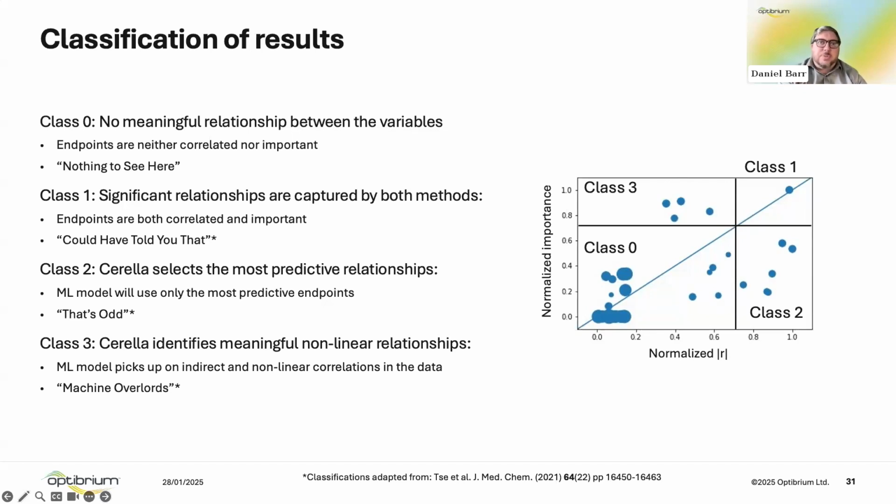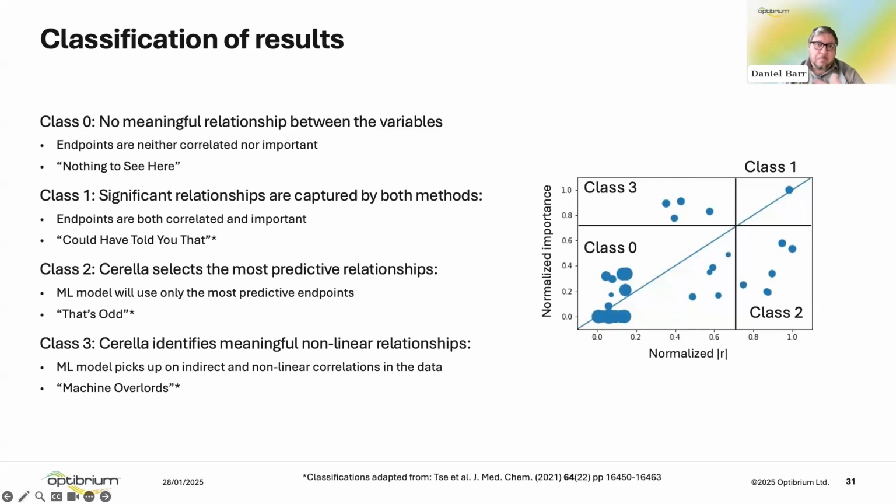In one case, we've got, at the bottom left of our chart here, the class 0, endpoints that are neither correlated nor important. We expect a lot of these, right? Not everything will be related to everything else. We might say nothing to see here. On the other side, at the top right of our plot, we have what we might call class 1 relationships, where a significant relationship between these two endpoints is identified by both methods. The endpoints are both correlated and important. And we might call this the I could have told you that, right? An experienced chemist could have looked at this and said, yeah, I expect that to be a correlated relationship.